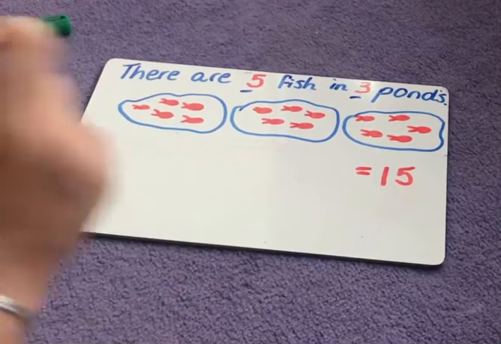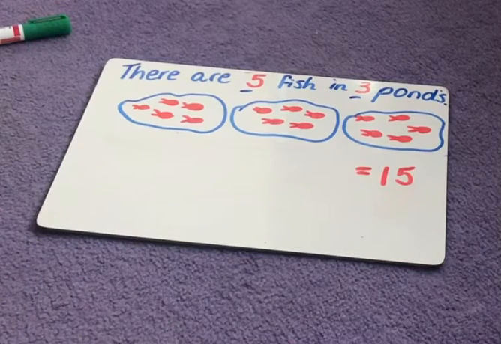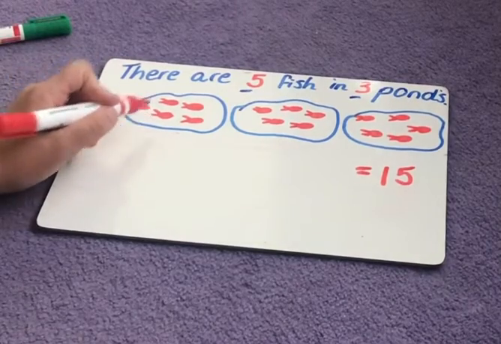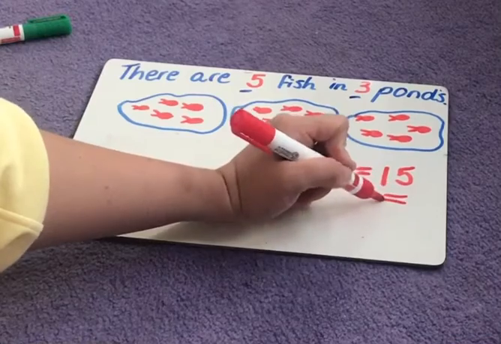Now, in year 2, we look at the 2 times table, the 5 times table, which we're using here, and the 10 times table. So we could use our knowledge of the 5 times table and count up in 5s. 5, 10, 15. There we go.